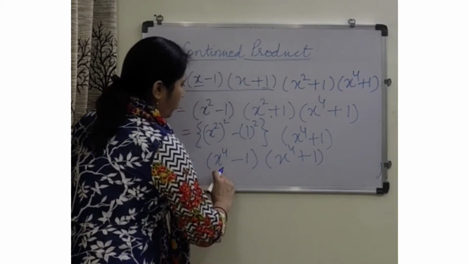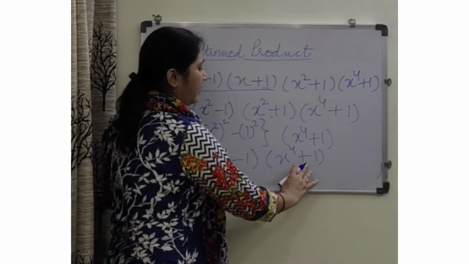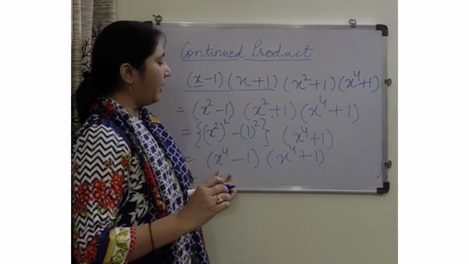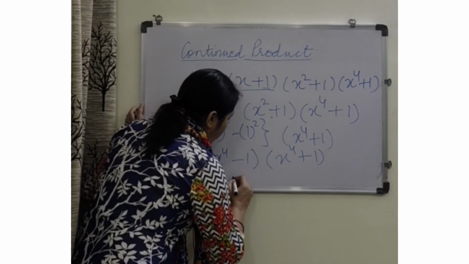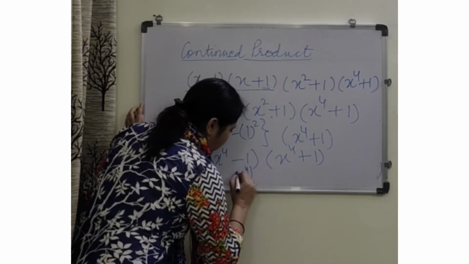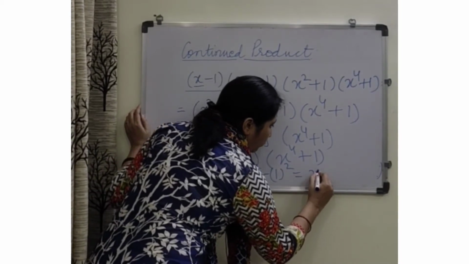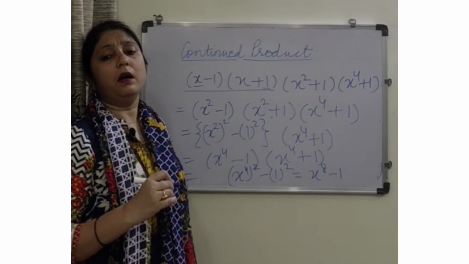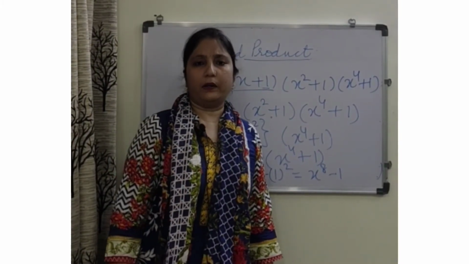Now again you have two brackets with the same terms with different sign. Your a is replaced by x to the power 4 whereas your b is 1. So it will be x to the power 4 whole square minus 1 square, that is x to the power 8 minus 1. This will be your answer, x to the power 8 minus 1.